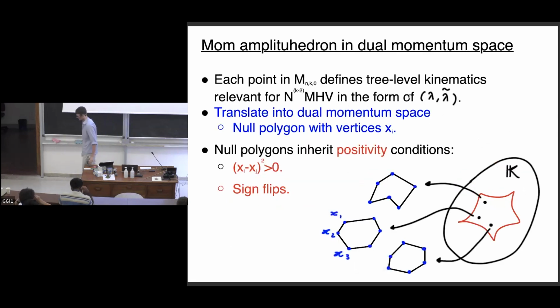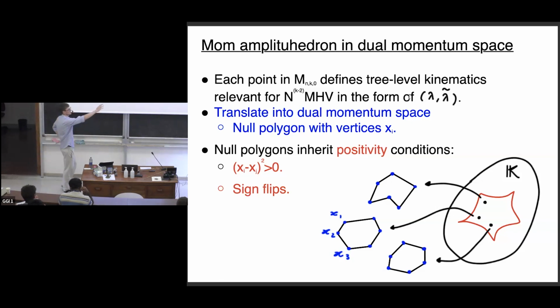So we want to describe this in dual momentum space. If I take a point here in my red region, this will define for me some set of lambda and lambda tilde, which defines my tree level configuration. I can map this set of lambda and lambda tilde into dual momentum space, where I'll be handed a null polygon with vertices xi. When I draw this picture, I want you to think of each point here as defining a null polygon in dual momentum space.